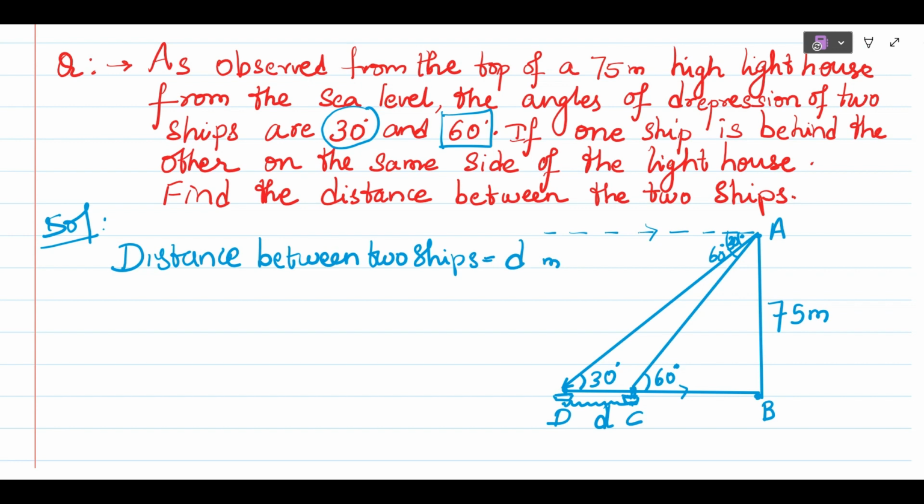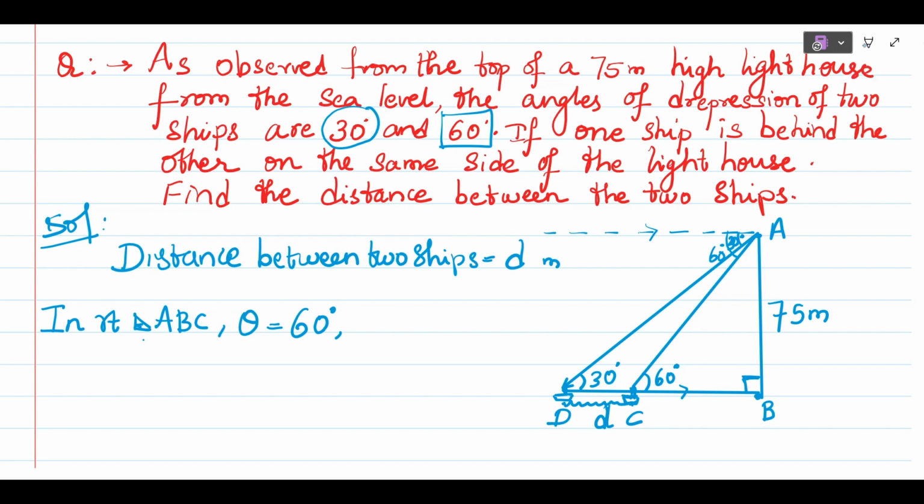So at point B, what will be the angle? Here will be a right angle, 90 degrees. So here you can observe two triangles: right angled triangle ABC and right angled triangle ABD. Now let us take right angled triangle ABC. Where is the angle here? The angle is at point C. We know they have given it as 60 degrees.